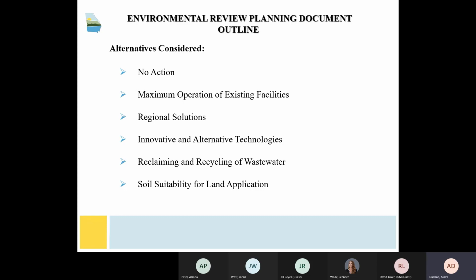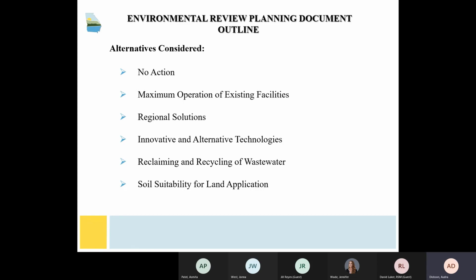Regional solutions involves utilizing another facility to handle the additional flow as opposed to expanding the current facility or constructing a new one. For example, building a pump station and new force main from a new development to an existing wastewater treatment plant that could treat the flow instead. Innovative and alternative technologies means analyzing alternatives that use a different treatment process, especially one that is newer. For example, constructing a membrane bioreactor system as opposed to an oxidation ditch.